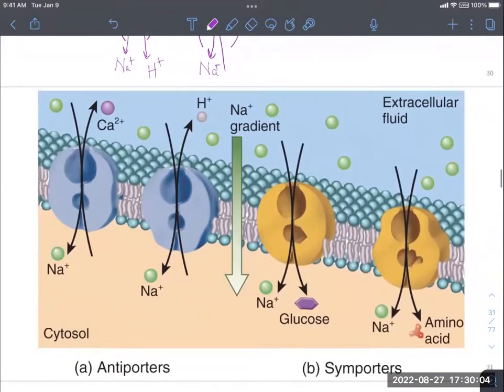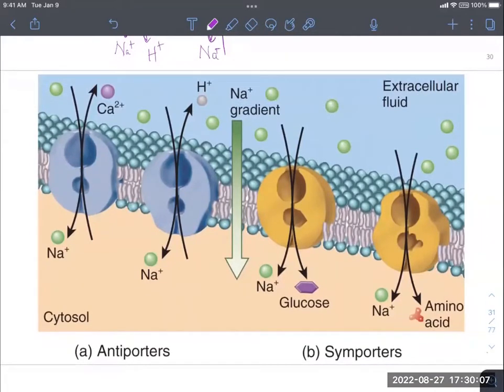So here are some examples of antiporters. This first one is allowing sodium to come in and calcium out, while the second antiporter is allowing sodium in and hydrogen out. Our sodium gradient is technically moving into the cell. Our symporters might move sodium and glucose into the cell, or sodium and amino acids into the cell. They move other stuff too. These are just some examples of what's moved in and out of the cell.